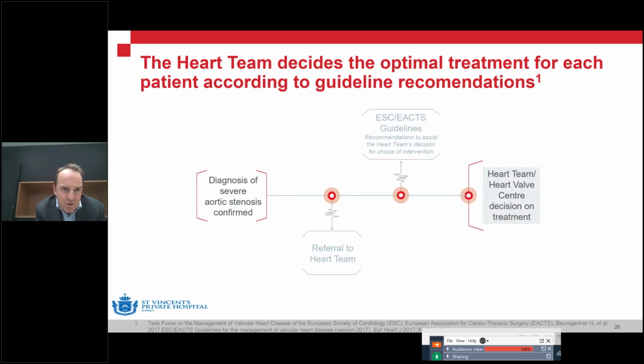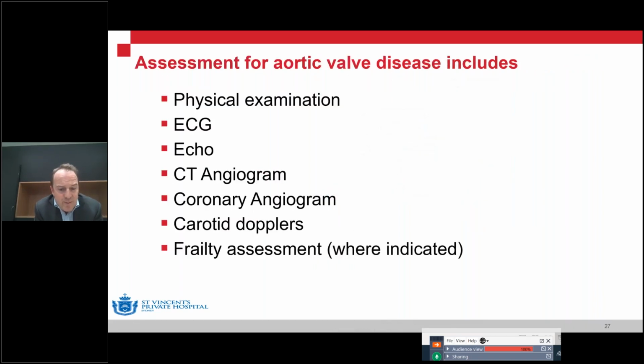The heart team tries to follow guideline recommendations according to what is the correct treatment for the correct patient, and these guidelines are based on evidence. What we do when we meet these patients and determine whether they have a severe valvular problem, we'll of course do a physical examination, an ECG where we might be looking for rhythm problems or left ventricular hypertrophy, an echo, which is really the gold standard.